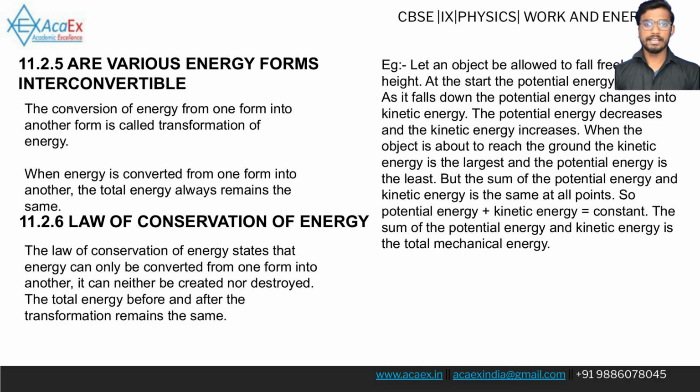For example, let an object fall freely from a height. At the start, the potential energy is high. As it falls, potential energy changes into kinetic energy. The potential energy decreases and the kinetic energy increases. When the object is about to hit the ground, the kinetic energy is largest and potential energy is least. But the sum of potential and kinetic energy, the total mechanical energy, is constant at all points.